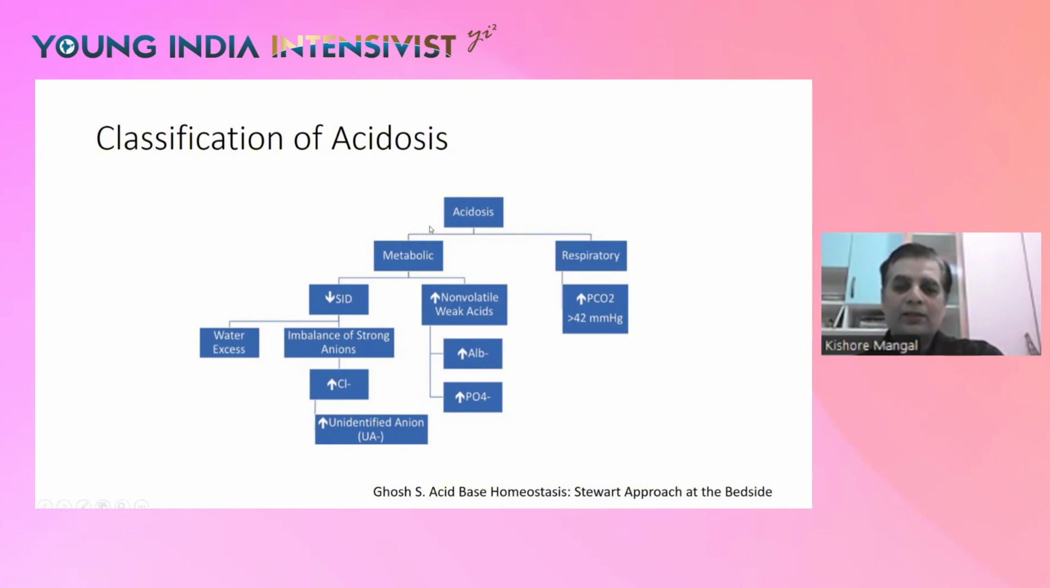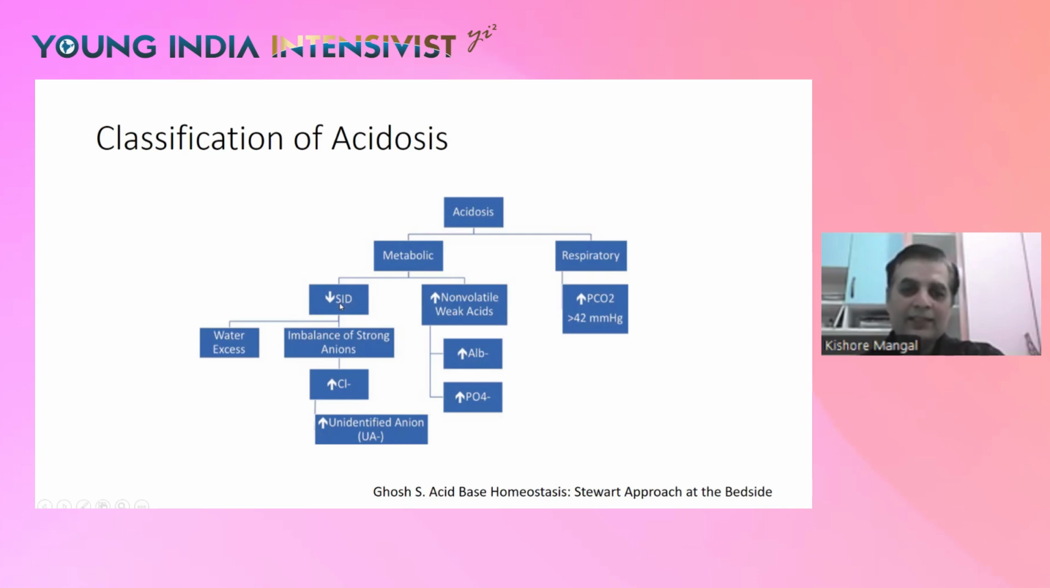One, either the strong ion difference has reduced. That means either the sodium is reduced or chloride has increased. Or, the non-volatile weak acids, that is phosphorus or the protein, albumin, have increased. Okay, so these are the four major reasons for metabolic acidosis.